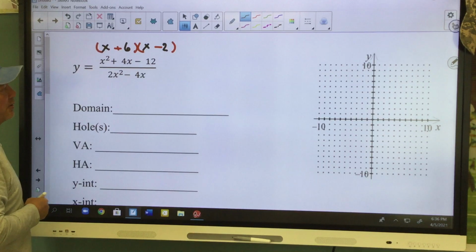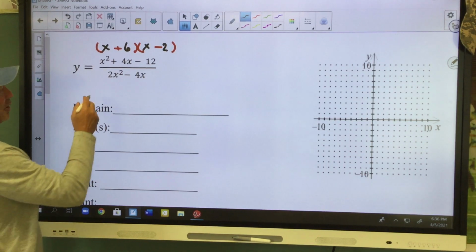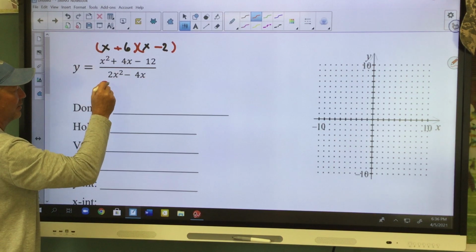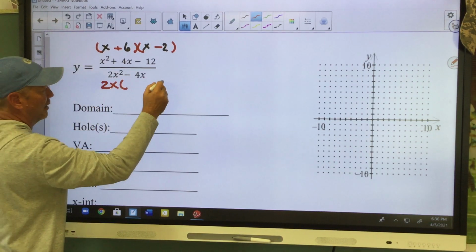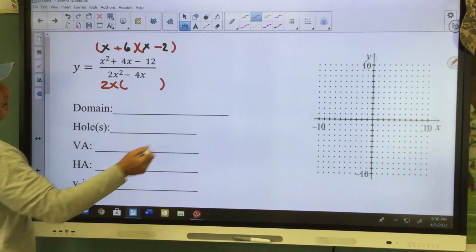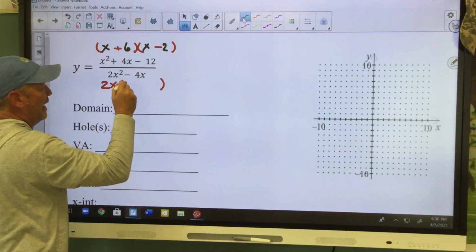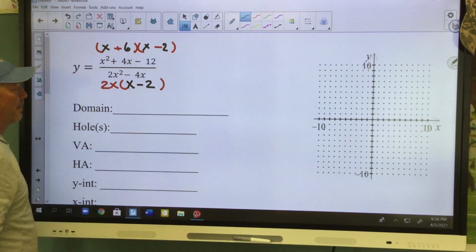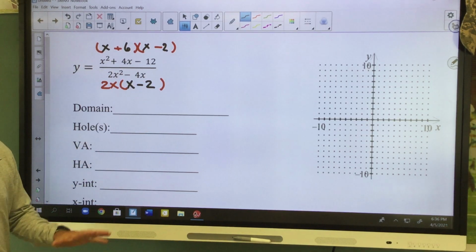And then we have to factor the denominator. They have a greatest common factor of 2x. And this is going to leave me with x minus 2. All right, so we have factored.